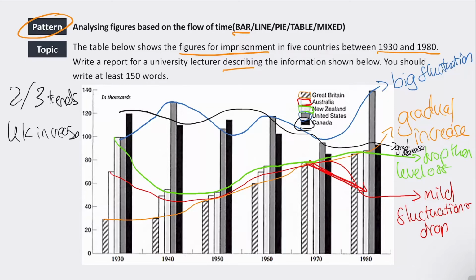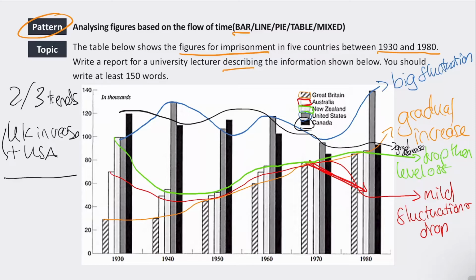Big fluctuation, gradual increase, drop and level off, mild fluctuation, then drop. So I think maybe only the United States had more at the end than when they started. Yeah, so UK increase plus USA. So I probably group them together. And my comparison for them is that they're both increasing. However, while Britain is a more gradual increase, the United States is a big fluctuation.